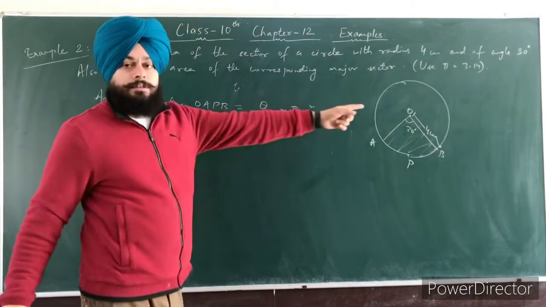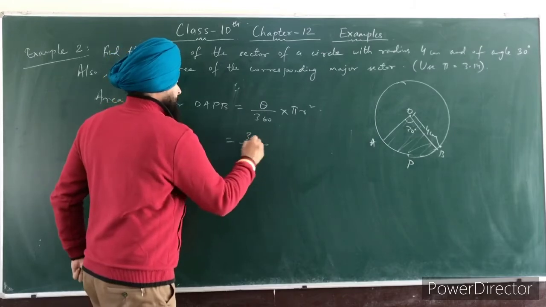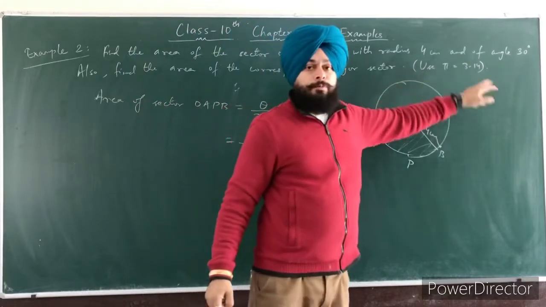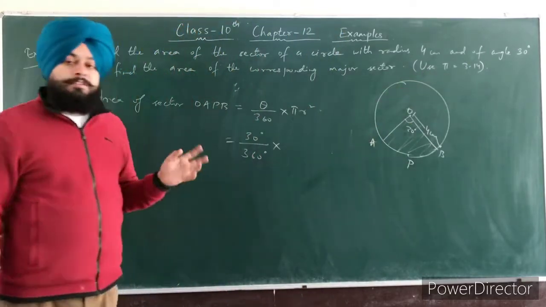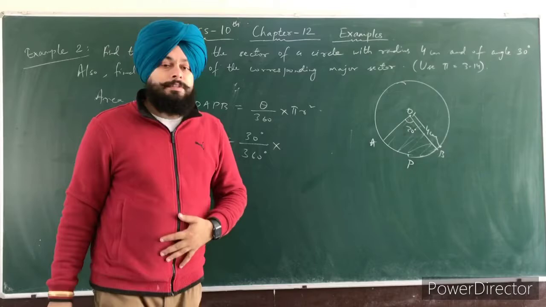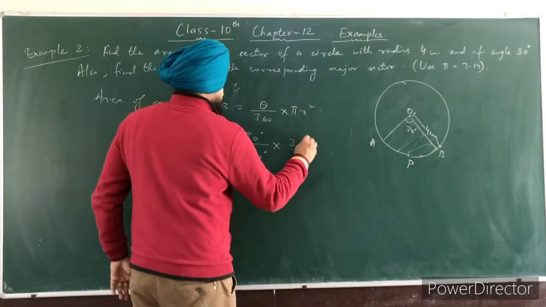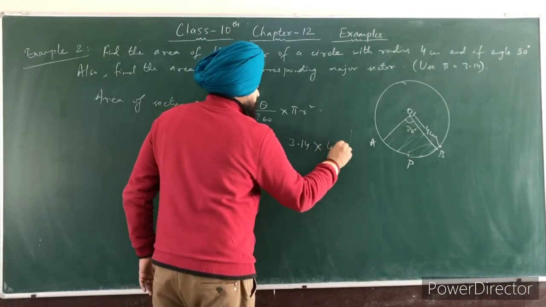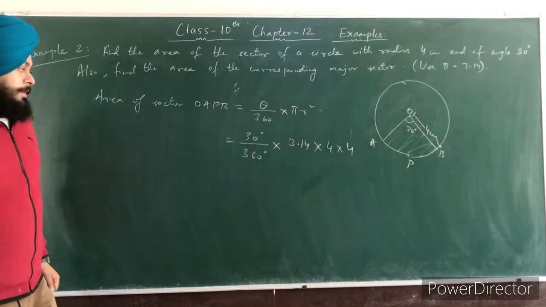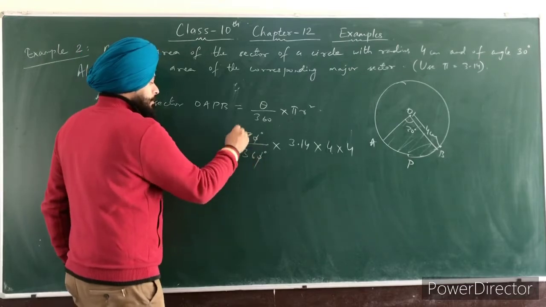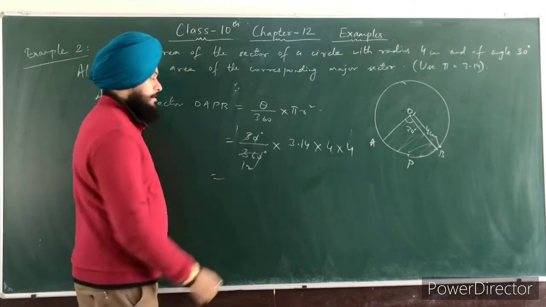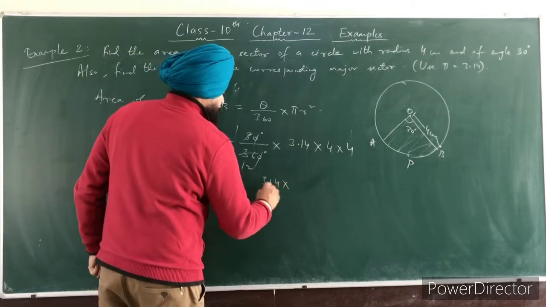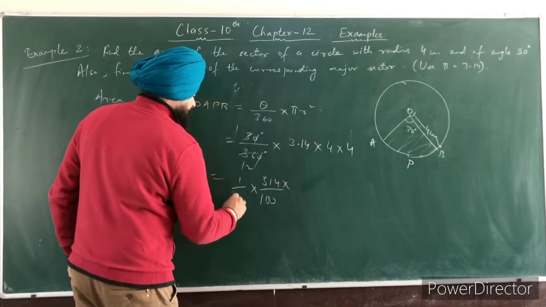The value of theta here is 30 degrees. And the value of pi is also given in this question, 3.14. If pi is not given, then you will choose 22/7. And the radius is 4. Alright, now I will solve this. 0, 0 cancel. 3 1s are 3, 3 12s are 36. And 3.14 is written as 314 over 100 into 1 by 12.